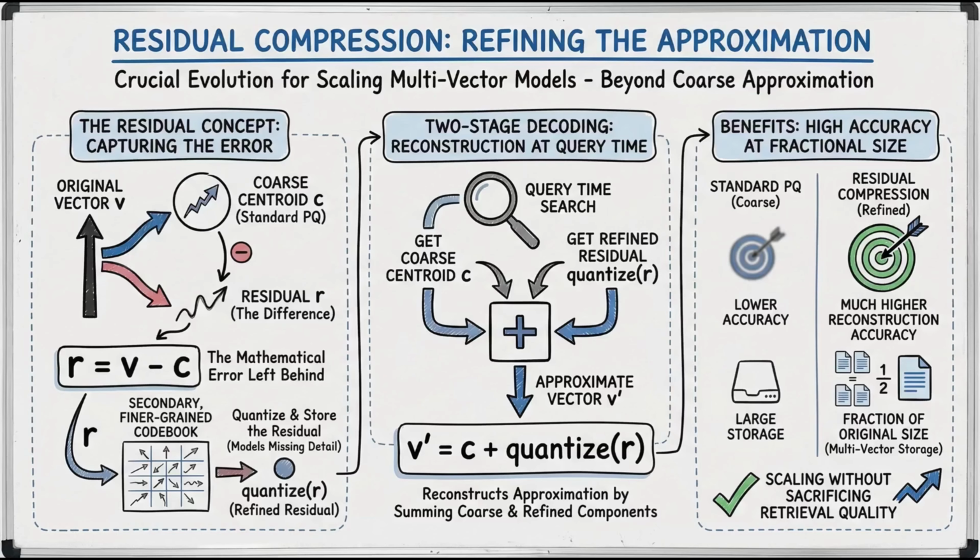When it's time to search, the system performs a two-stage decoding process. It reconstructs an estimate of the original vector by simply adding the coarse centroid to the refined residual. By dedicating our storage capacity to these residuals, we reach a much higher level of accuracy. This allows us to keep the high-fidelity representation of multi-vector models while drastically shrinking their memory footprint, ensuring that retrieval quality stays high even as we scale.